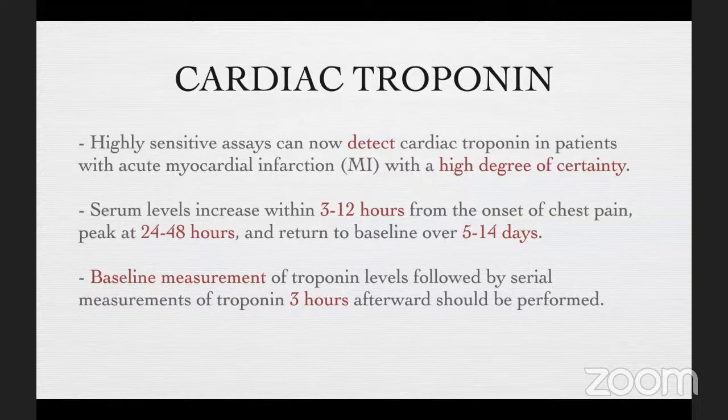Serum levels increase within 3 to 12 hours from the onset of chest pain, peak at 24 to 48 hours, and return to baseline over 5 to 14 days. Measurement of troponin for patients with chest pain in the emergency setting has been studied. Baseline troponin levels followed by serial measurements of troponin 3 hours afterward should be performed. Both the absolute value of the troponin level as well as the degree of change in troponin level should be considered. This has been associated with better performance and accurate diagnosis of acute MI.